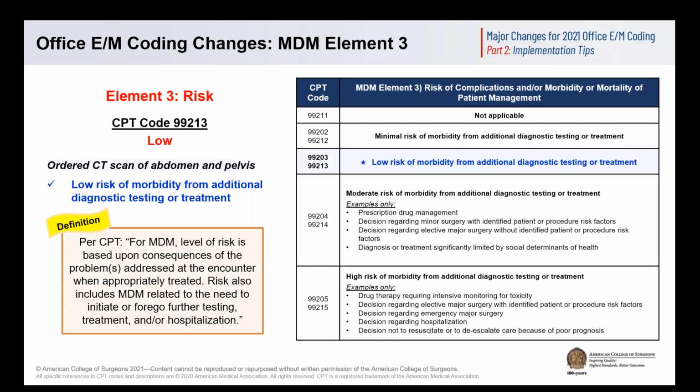And now the final area of evaluation is the evaluation of risk, what we're going to do now with this knowledge, and we're going to order a CT scan. So we have a new acute problem that is fairly uncomplicated. We didn't really evaluate additional data other than our own physical exam, and we're going to order a CT scan, which provides low risk for additional diagnostic testing. So this justifies a level 3 code. Next slide.